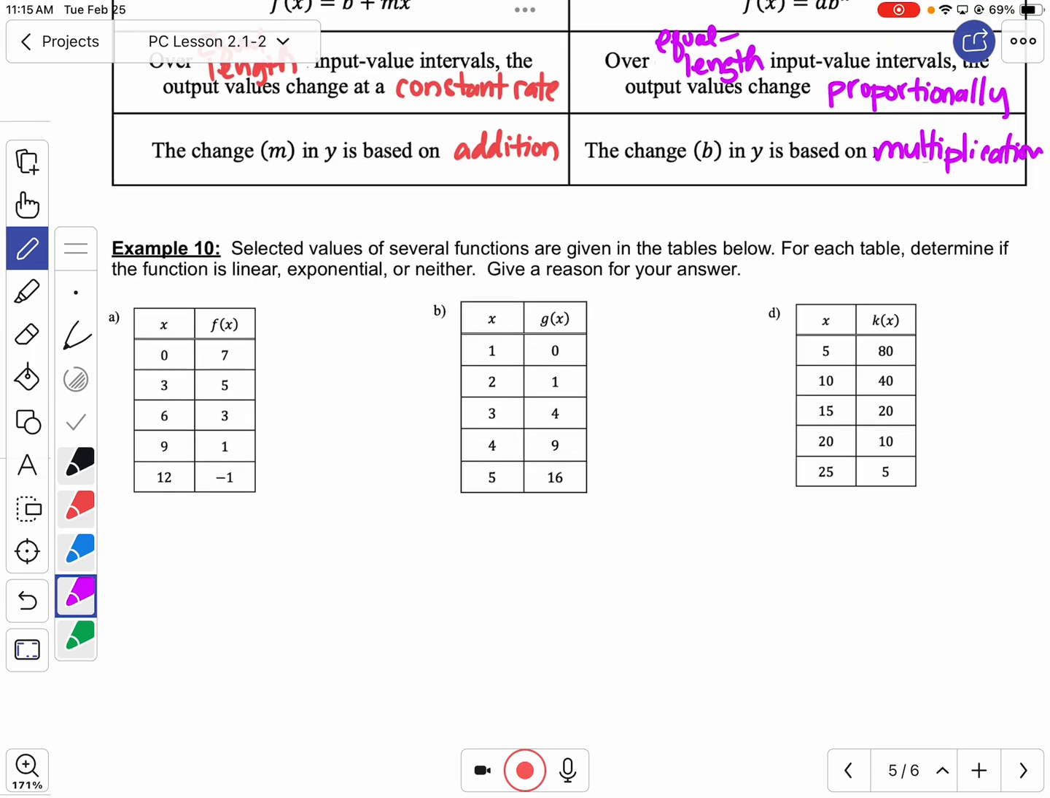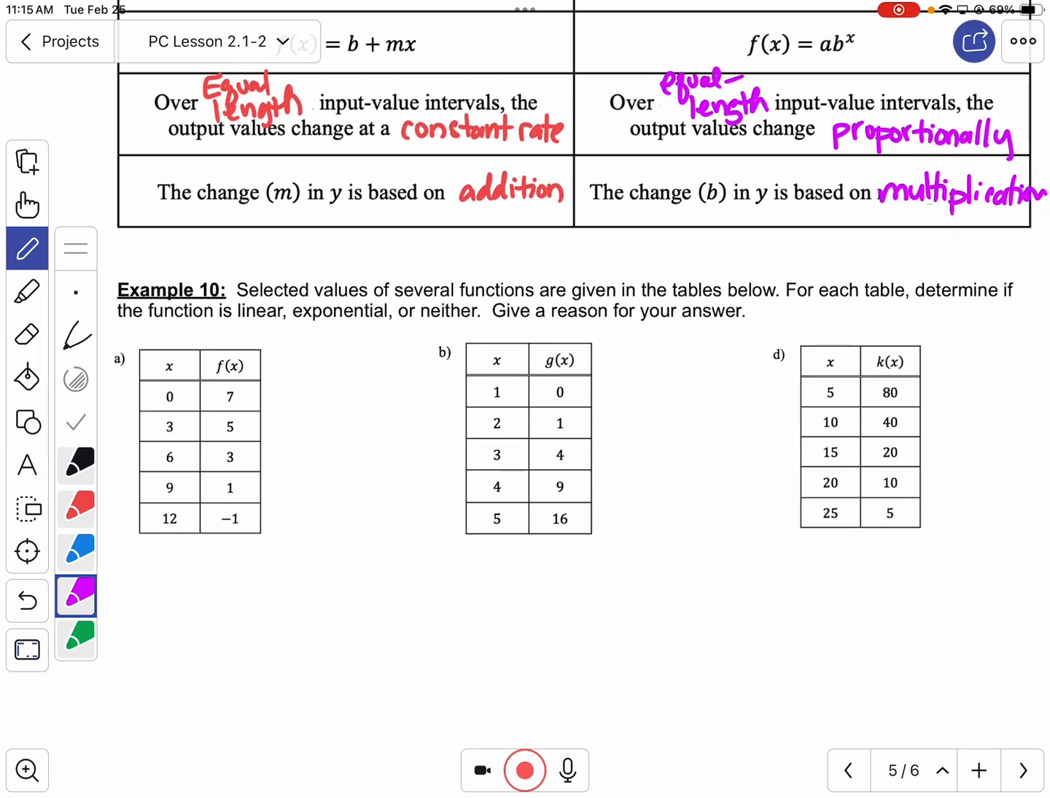You've done the hard part of this so far. So let's take a look. The first thing that I look at are my x values. Do they change by the same amount each time? Are they equal length? Are my x's changing by the same amount? Yes. So we've met that qualification for linear or exponential. They are changing at equal lengths. Then we look at what our y values are doing. What are we doing each time here? We're subtracting 2. So is this linear, exponential, or neither?